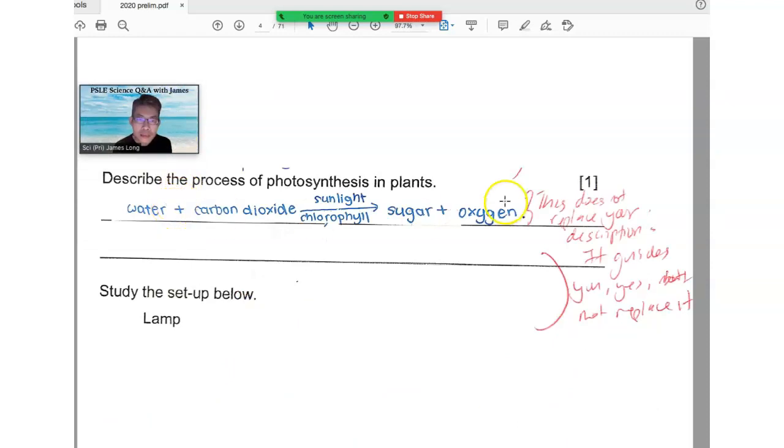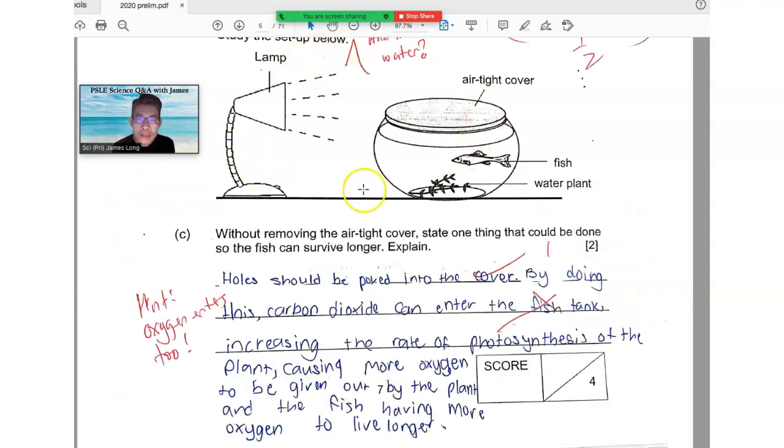Okay, this is what I mean, right? Don't just write down the formula. It doesn't replace the description, the describe kind of question. Now let's take a look at this diagram. Of course, with light, the plant can photosynthesize and provide oxygen for the fish. Now, without removing the airtight cover, this is a very important condition. And conditional questions are important because when you fail to look at it, then there's a problem.